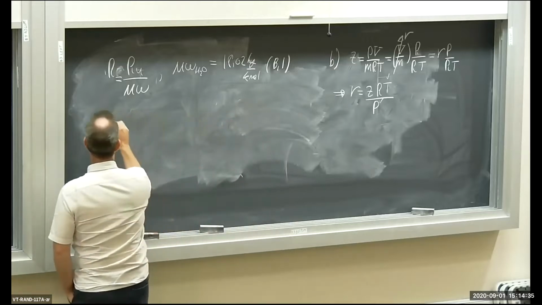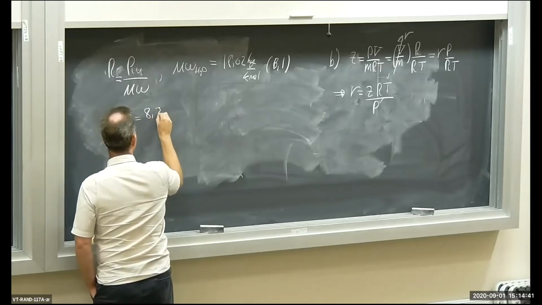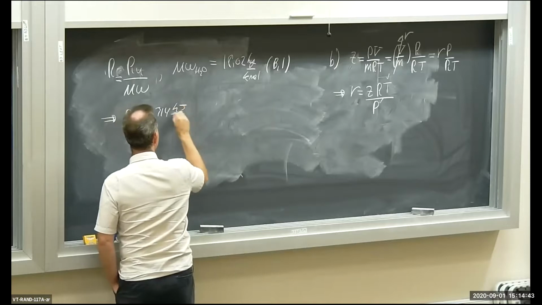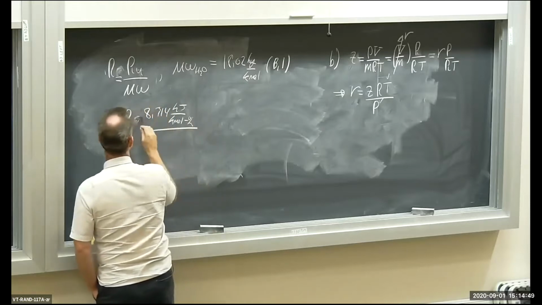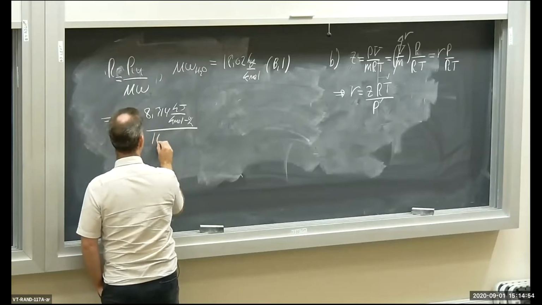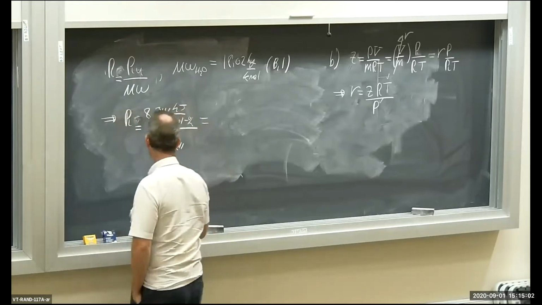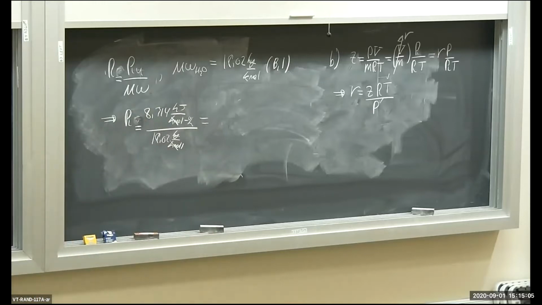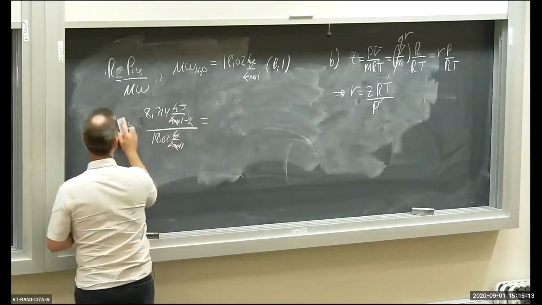So that means our gas constant, R, is equal to 8.314 kilojoules per kilomole degree Kelvin, and then I'm going to divide that by the molecular weight. This is R_U right here. Divided by the molecular weight, 18.02 kilograms per kilomole. The kilomoles cancel out, and I get a gas constant, and this is going to be for H2O.